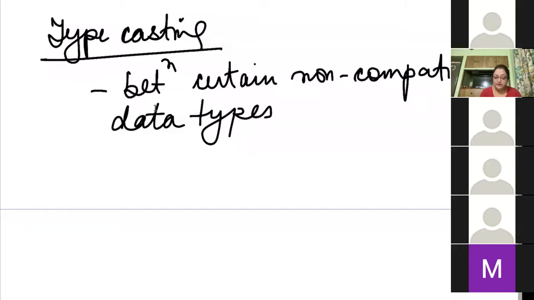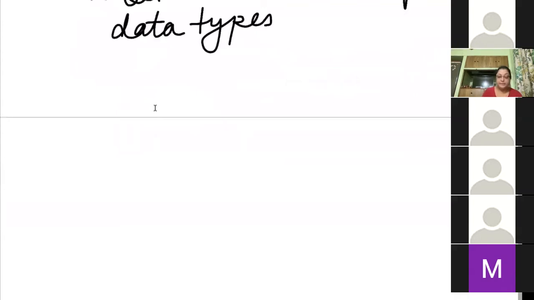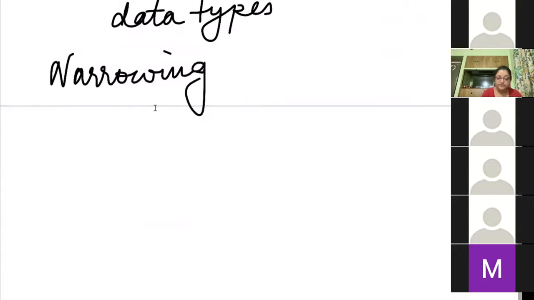So typecasting, like I said, is between certain non-compatible types. And here you can also have the opposite of widening, which is narrowing. Narrowing means there is no restriction on the size. A larger data type can be converted into a smaller data type. For example, from integer, I can convert it into a byte. I can store an integer value inside a byte. Let's see how typecasting takes place.